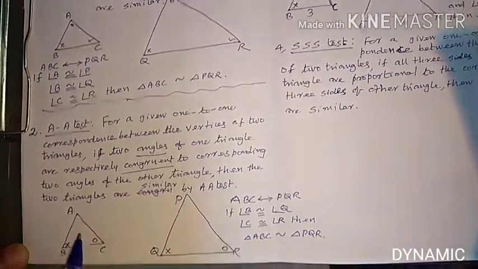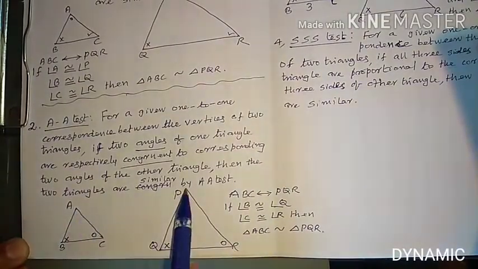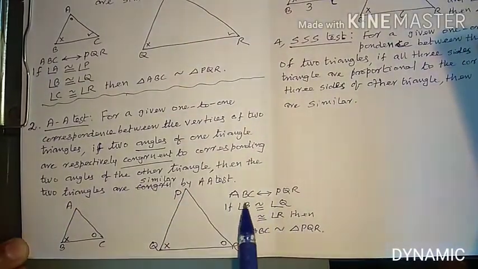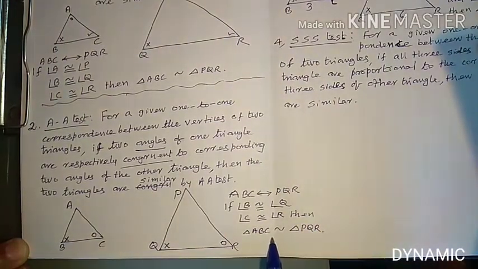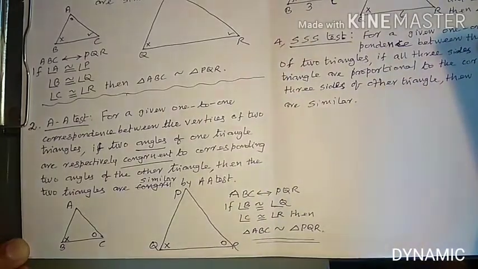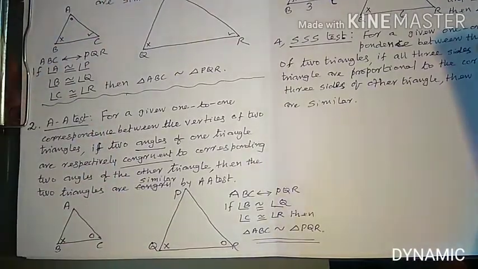Here triangle ABC, triangle PQR. Correspondence is ABC corresponds to PQR. This is a given one-to-one correspondence between their vertices. Now, if angle B congruent to angle Q, second angle C congruent to angle R, only two angles are congruent, we are telling. Automatically third will be congruent. That is hidden. Then triangle ABC similar to triangle PQR by AA test. This is triple A test first one. This is double A test.